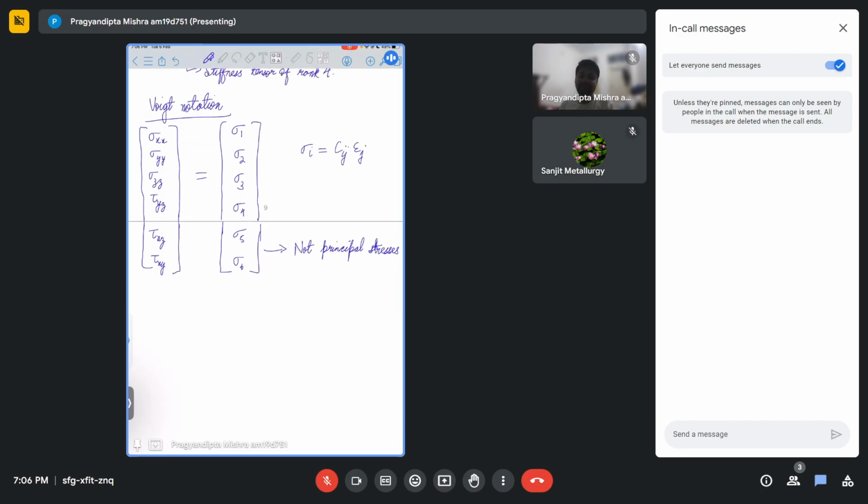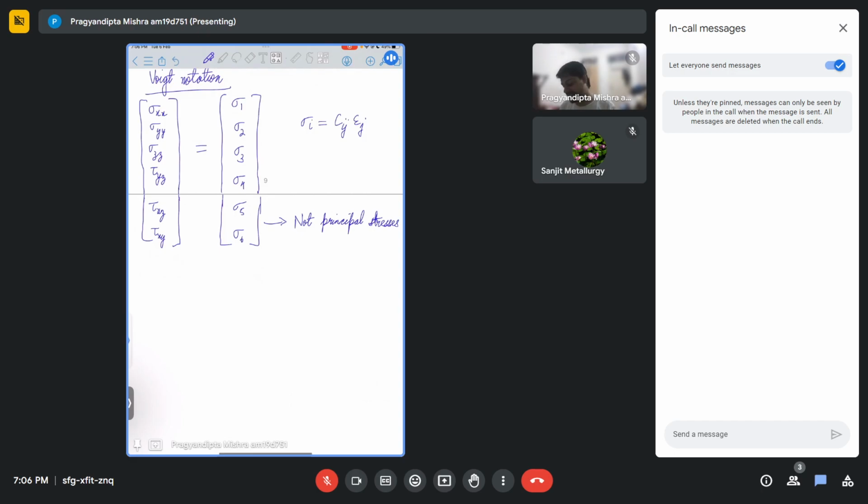Now, once you have written it in Voigt notation, it will be very easy for you. One more thing I can write here is, Cij is your stiffness matrix, right? So you can write it in opposite form also, where epsilon i will be equal to Sij times sigma j. Basically, what is Sij? It is just 1 by Cij, or the inverse of that matrix. This Sij is known as the compliance matrix.